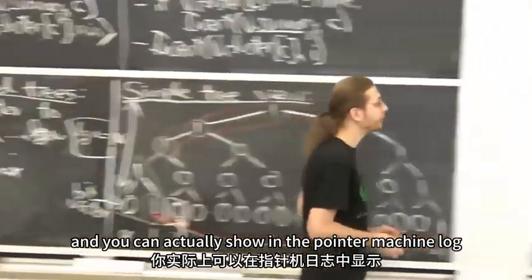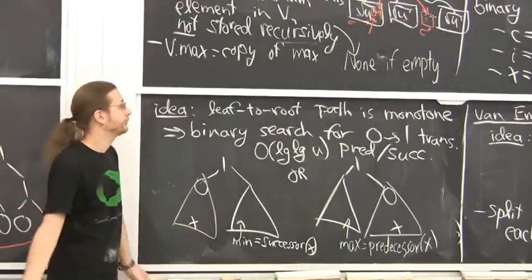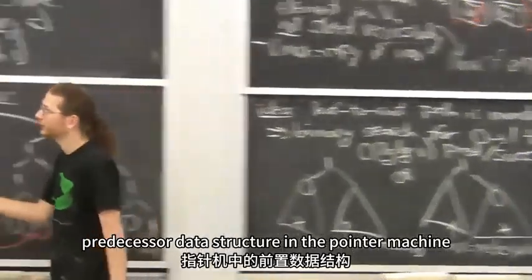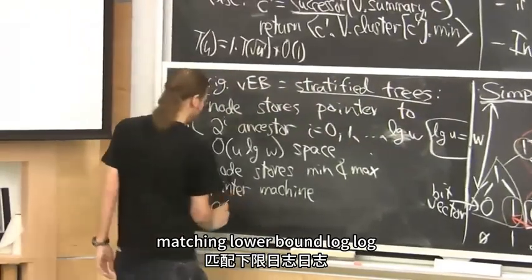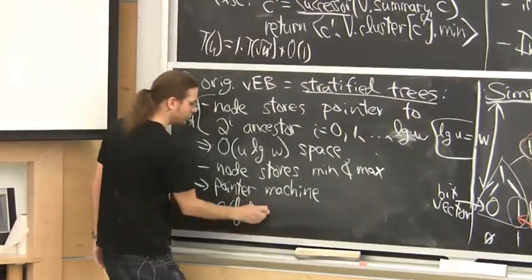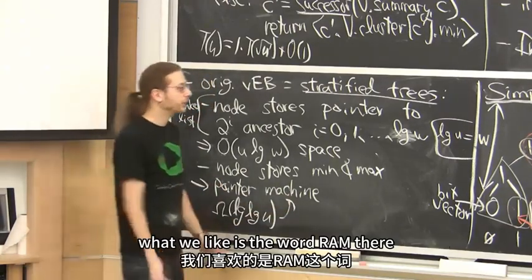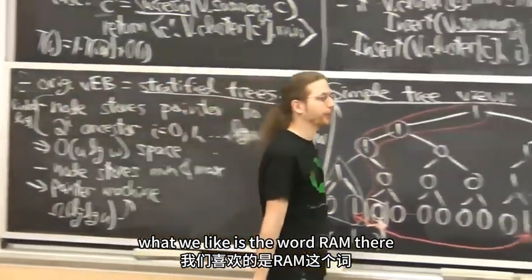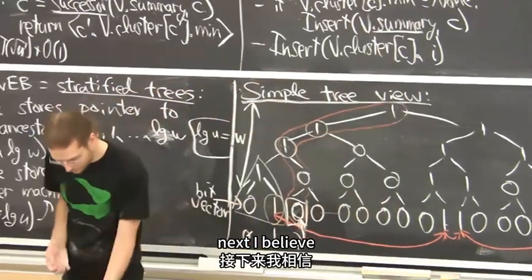And you can actually show in the pointer machine that log u is optimal for any predecessor data structure. So there's a matching lower bound of log u in this model. And you need u space, so it's not very exciting. What we like is the word RAM. There we can reduce space to n. And that's what I want to do next, I believe.